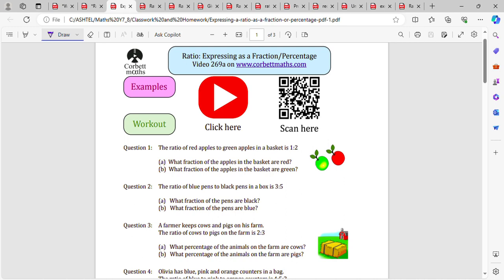So now we are learning ratio. We're still in ratio. So we learn how to express ratio as a fraction or percentage. Okay, so let's see now.